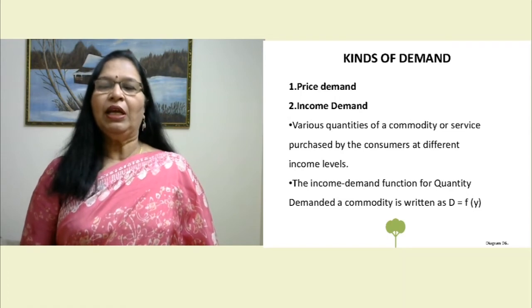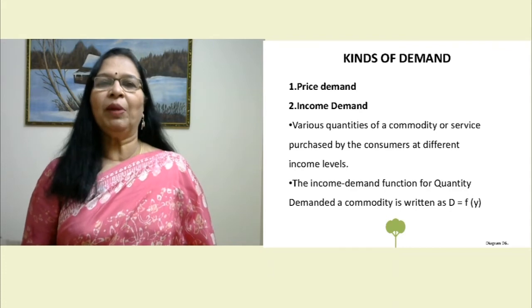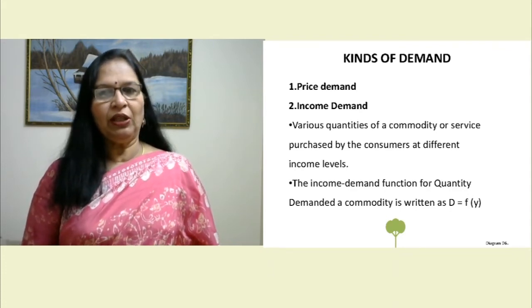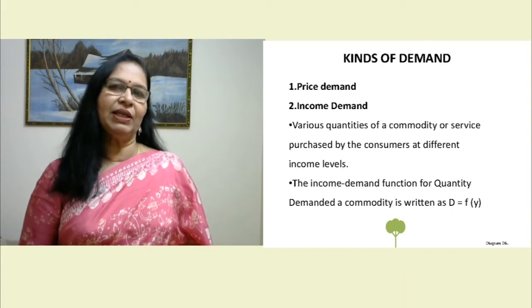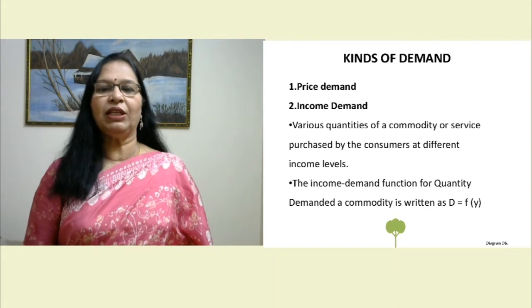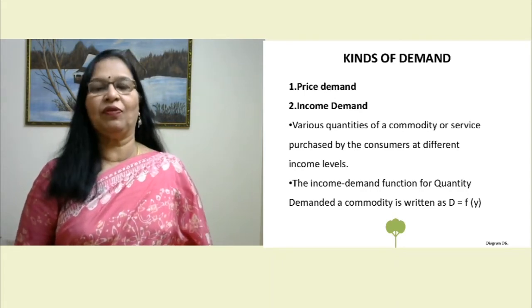kinds of demand. One demand that we just studied was the price demand, where price determines the quantity of commodity that we are going to purchase. Now, there is another kind of demand which we call income demand. In the case of income demand, various quantities of the commodity are purchased at various income levels of the consumer.